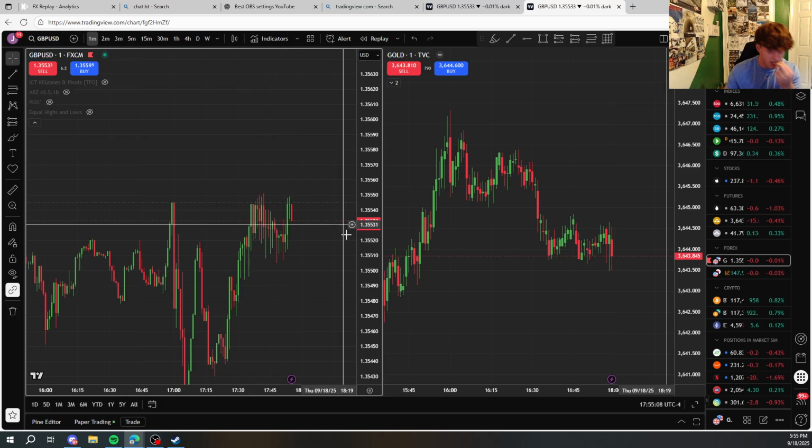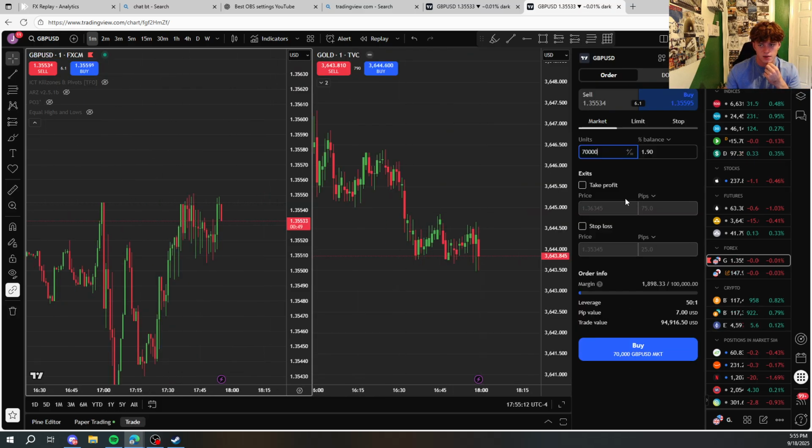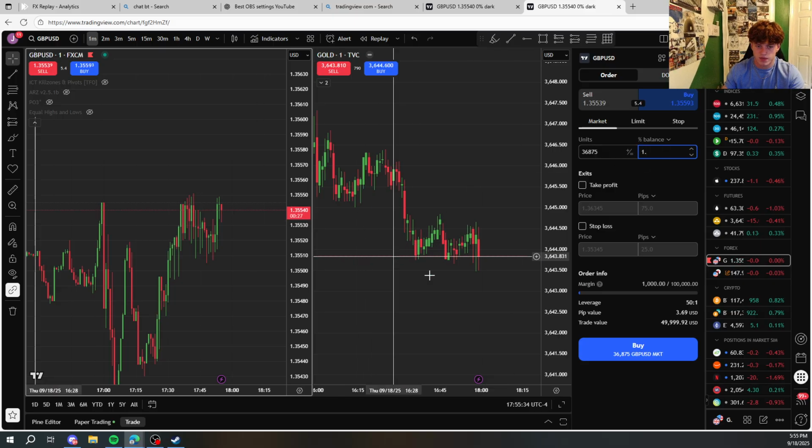But just as an example, now that we're on this paper trading account, I can buy. This is going to come up. This is your order tab. This number right here, you don't really need to pay attention to. You want to pay attention to balance. So make sure this is set to balance, and it's going to show the percentage of your balance that you're going to be trading with. So if I want to trade with 1% of my balance, that's how many units I'm going to have to enter.